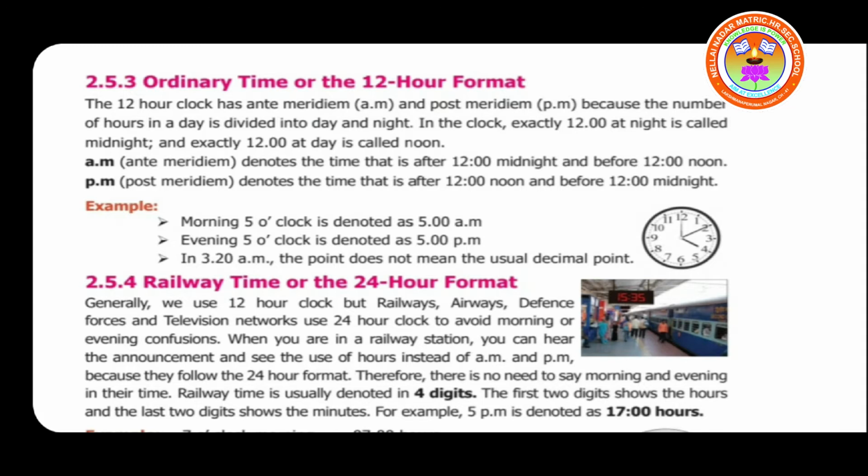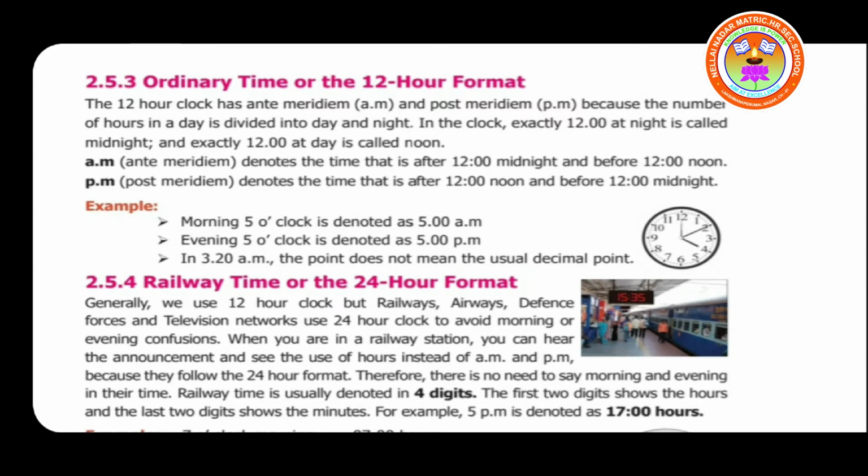Okay, you all know that in the first line itself, the expansion is given for AM and PM. So 3.20 AM, that is 3:20 AM. The point does not mean the usual decimal point, that is 3.20. The point means it is not a decimal point, it is just telling about the time 3:20.